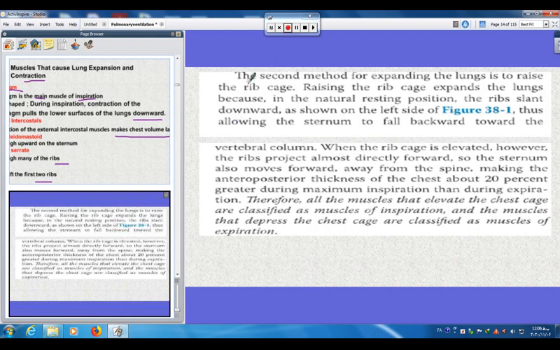The second method for expanding the lungs is raising the rib cage. Raising the rib cage expands the lungs because in the natural resting position the ribs slant downward, as shown on the left side of the figure, allowing the sternum to fall backward toward the vertebral column. When the rib cage is elevated, however, the ribs project almost directly forward.